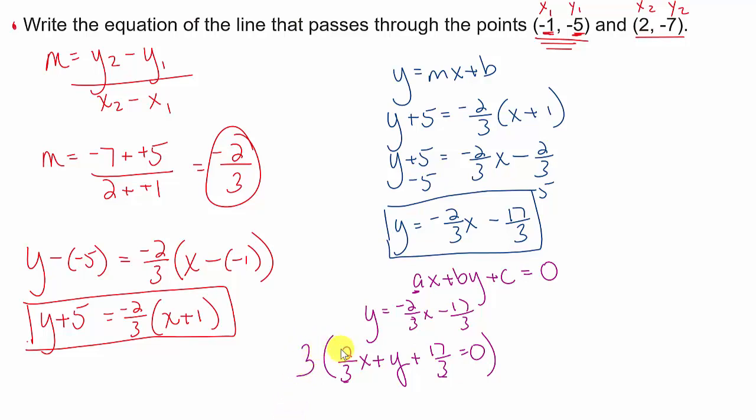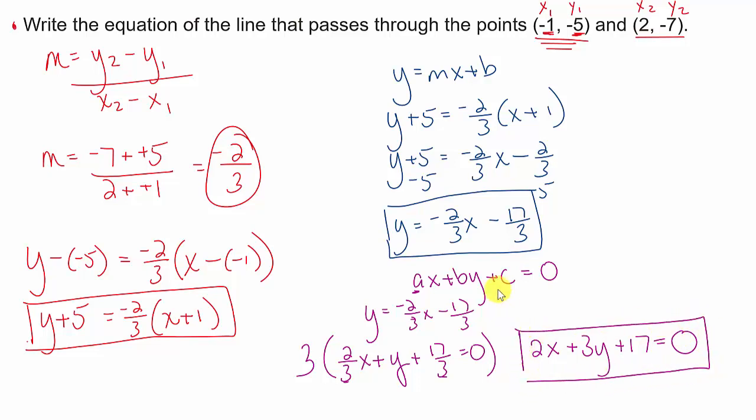When I multiply 3 by 2/3 x, I get 2x. 3 times y is 3y. 3 times 17 over 3 is 17. And 3 times 0 is still 0. So this is my ax plus by plus c form. If you wanted standard form where c is on the other side, you would just move this 17 over here and then it would be a negative 17. But for our class, this is what we want.